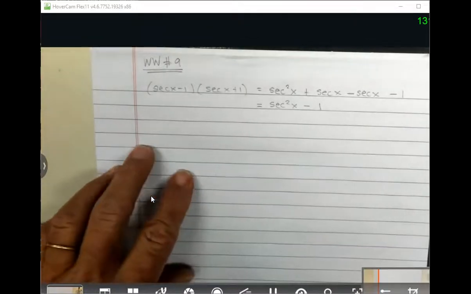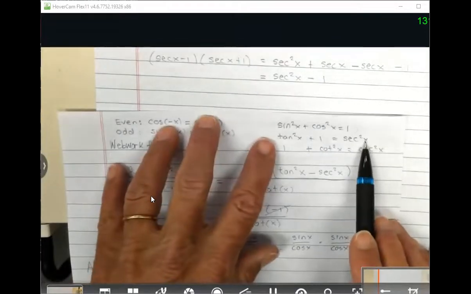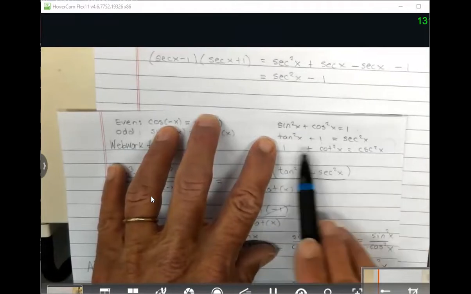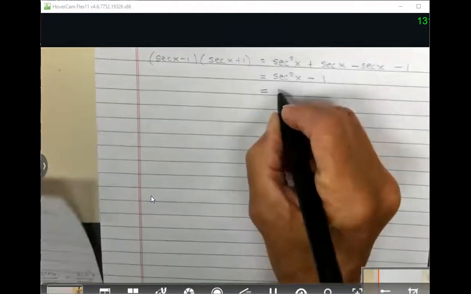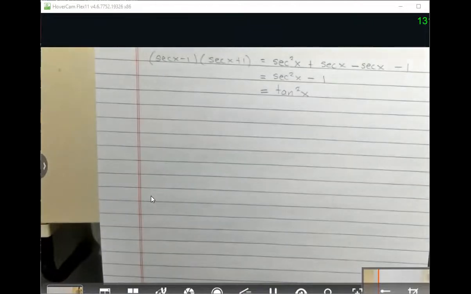So I'm going to go back to my page that has my Pythagorean identities on it. If secant squared is tangent squared plus 1, then secant squared minus 1 is just tangent squared. And I think we're done here. Okay. So not only does it help if you know the 3 Pythagorean identities, know them in all different permutations, whether you move things over left, right, or not. Okay.